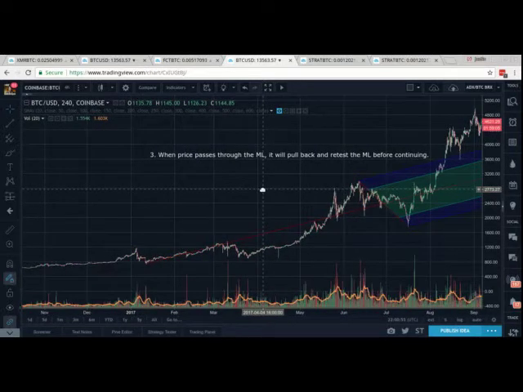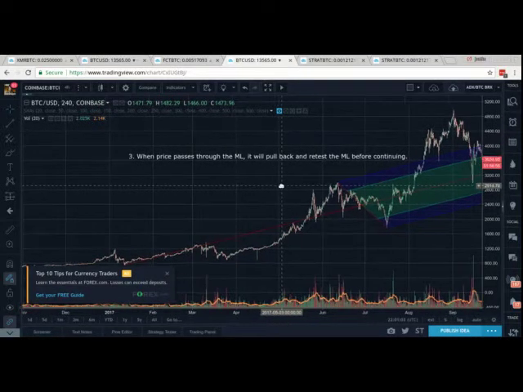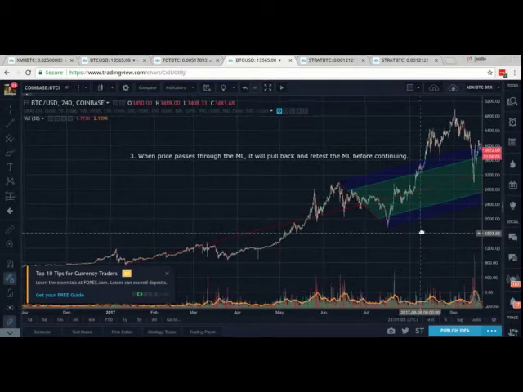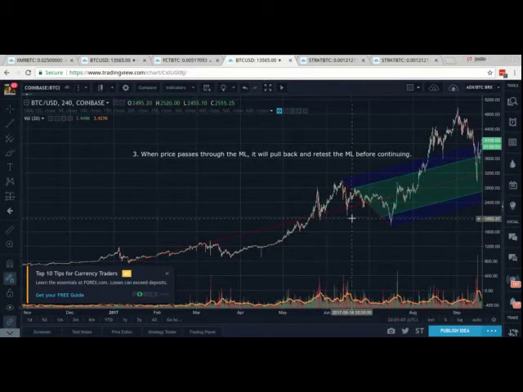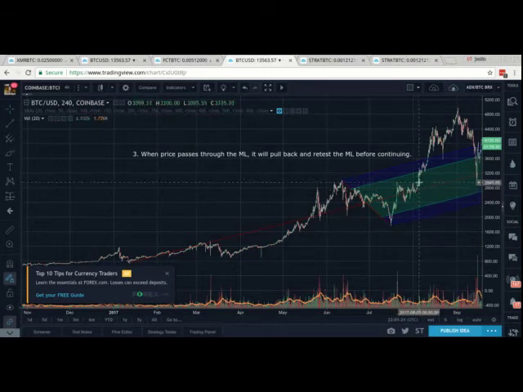Third rule of using pitchforks: when price passes through the median line, it will pull back and retest the median line before continuing. So as we can see here in another chart of Bitcoin on USD, on Coinbase, the median line is broken, price passes through the median line, price reverses to test the median line again, actually breaks through it to the downside, comes back up to test it again, and consolidates around the median line before continuing its onward journey up and out to break the upper limits where this pitchfork no longer is valid.